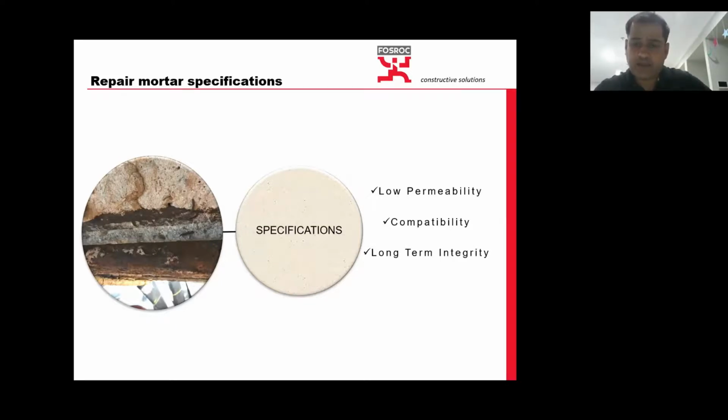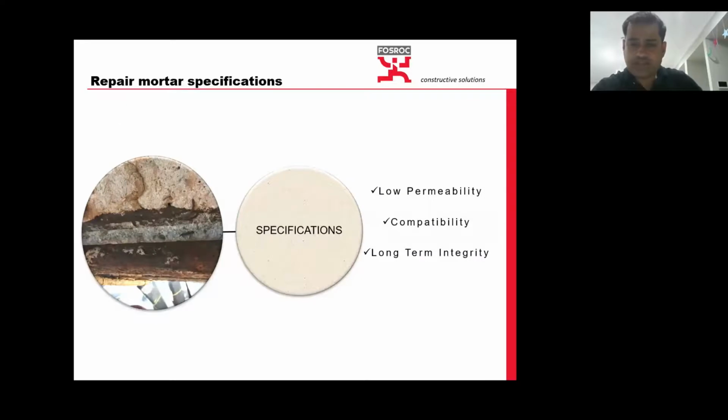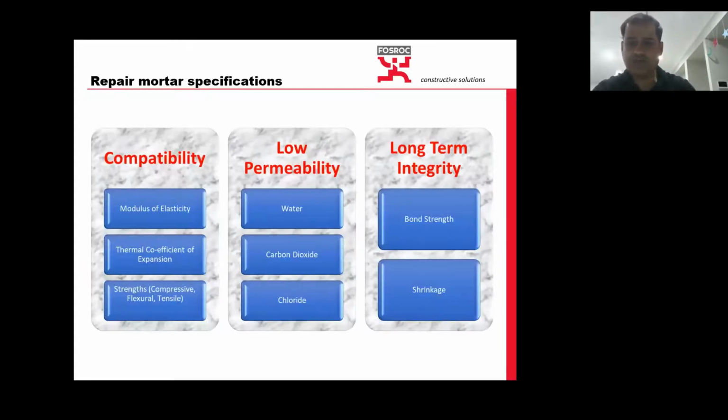In that webinar, I have just added these 2 slides. This is very important. The concrete repair mortars or the concrete has to be compatible with the host concrete. It has to be low permeable, and there should be long-term integrity. That means I've given that in detail, and you won't find it in any paper.